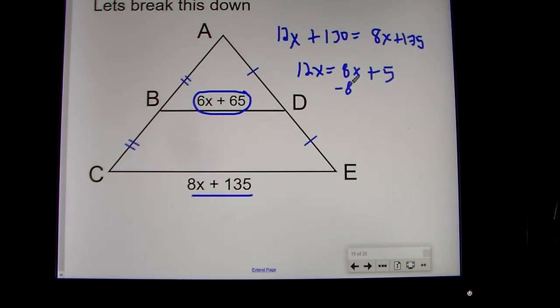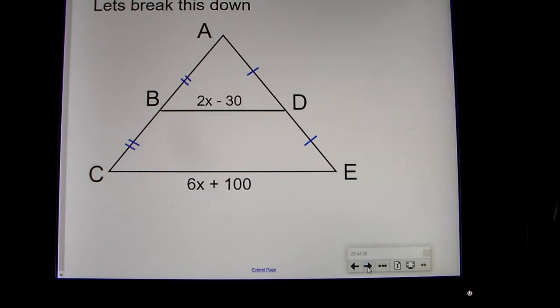Subtract 8x. We get 4x equals 5. Divide by 4 to both sides. We get x equals 1.25. So even when the algebra gets a little bit tough, you can still use your geometry concepts and solve for the algebra. So x equals 1.25.